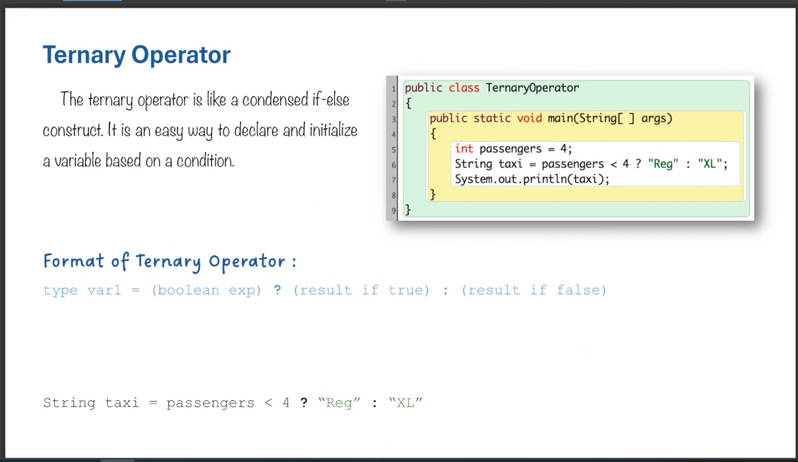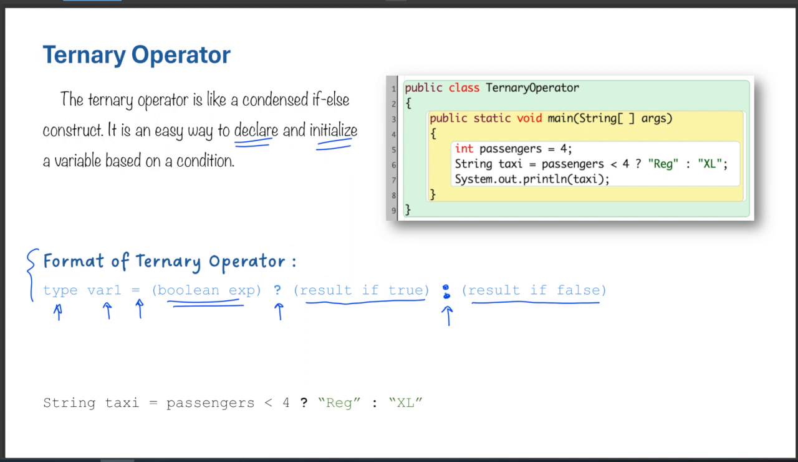Next up is the ternary operator. The ternary operator is a condensed if-else construct. It is an easy way to declare and initialize a variable based on a condition. The format of the ternary operator is you have to have your declared type, and then your variable name. The equal sign is necessary, and then you need a Boolean expression or a Boolean variable, followed by a question mark, and the result you want to use if the Boolean is true, followed by a colon, and then the result you want to use if the Boolean is false.